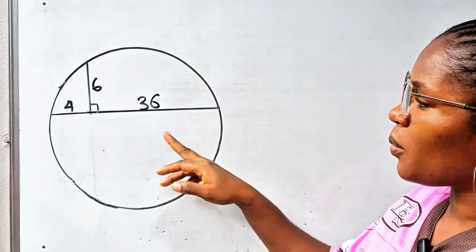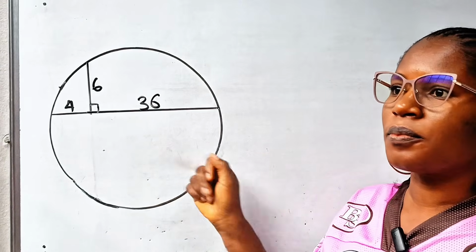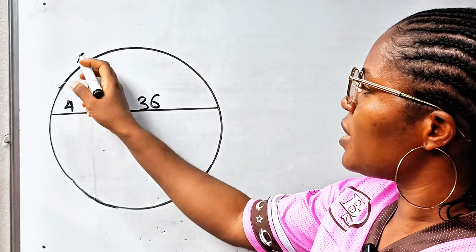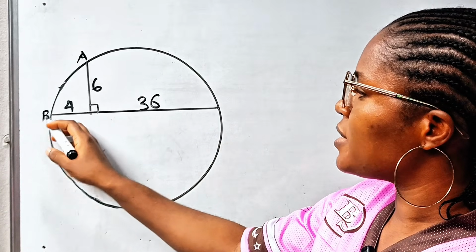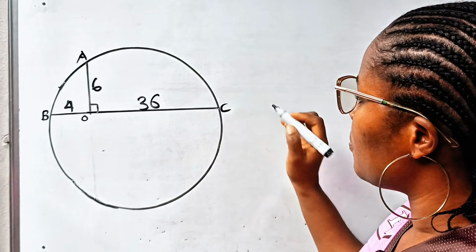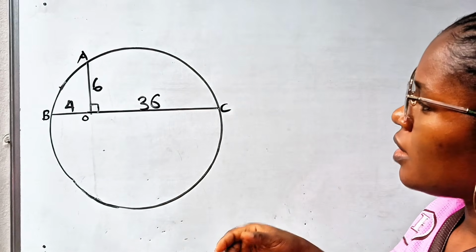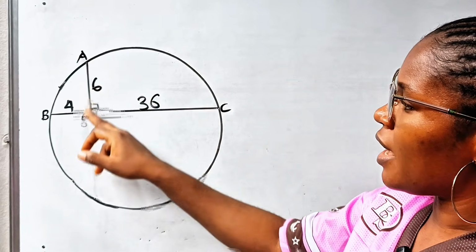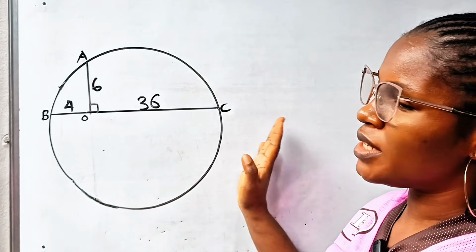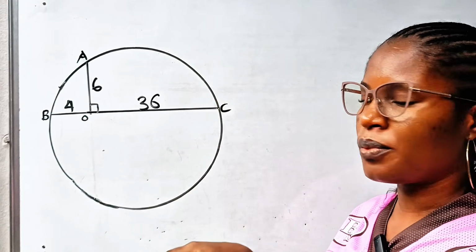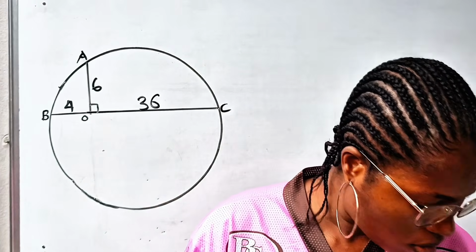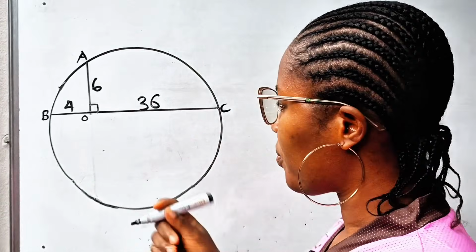So we're asked to find the radius of this circle. First of all, let's call this point A, point B, point O, and point C. Now I want to extend line AO to the circumference of the circle. Please note that this is not drawn to scale.